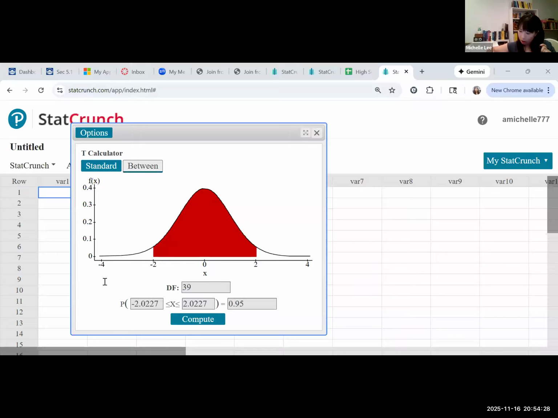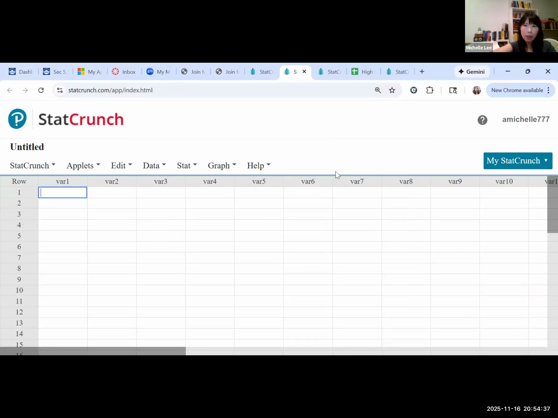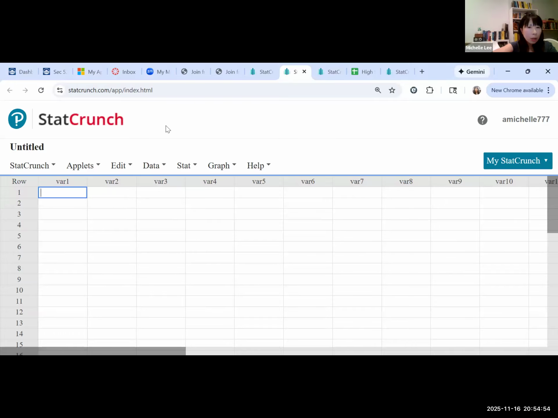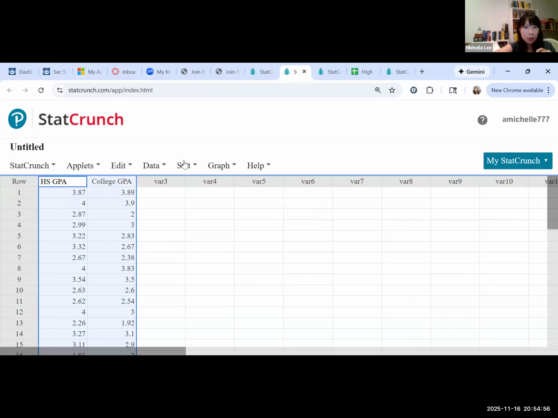StatCrunch. All right, so let's do that. OpenStax. Okay, so there is data. So let me copy everything, or we can do one by one, right? Because we don't need the two at one time, it's up to you. Copy and paste. All right, go to Stat.